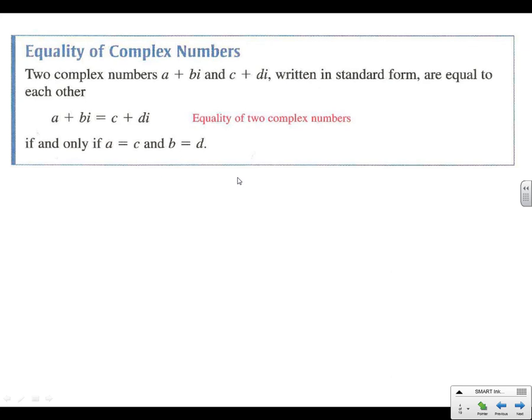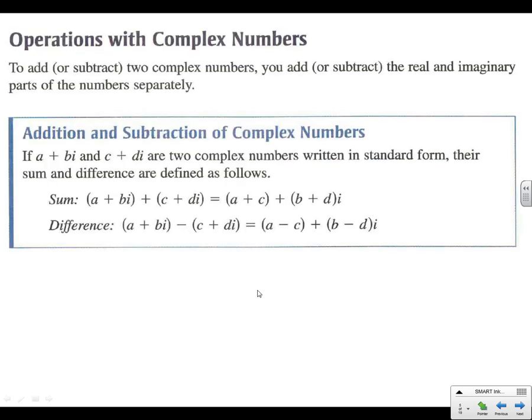Okay, so equality of complex numbers, a plus bi equals c plus di. That's only true if the a's match exactly and the b's match exactly. I think that kind of makes sense. All the imaginaries have to match and all the regulars have to match. All right, so that makes sense for addition and subtraction. We've talked about this already. Add the regulars, add the imaginaries.